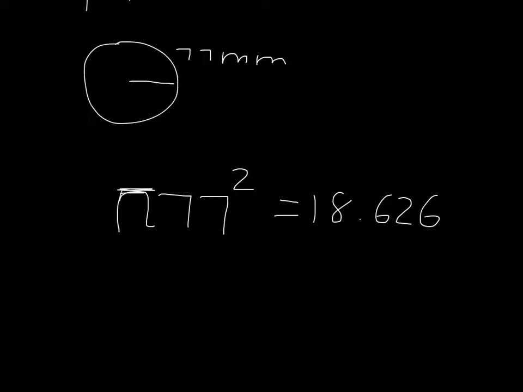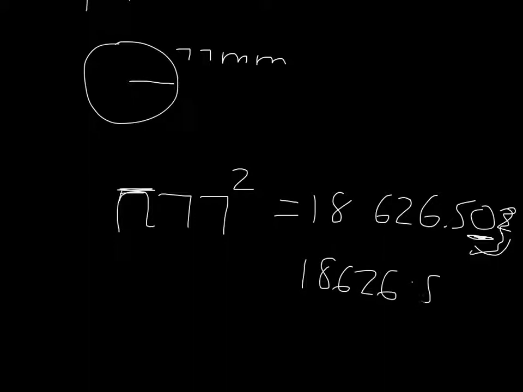18626.502. There's no point there. Let me just take that point away. The point starts after the 6 there. So you have to have 2 decimal places, so that's the second decimal place. The 2 can't make the 0 go up because it's too weak, so it dies. So your answer is 18626.50, and then you're obviously going to put millimeters squared because you've covered the entire circle.